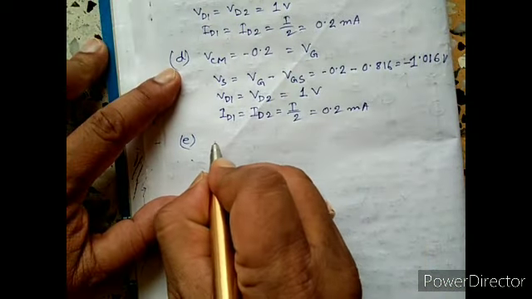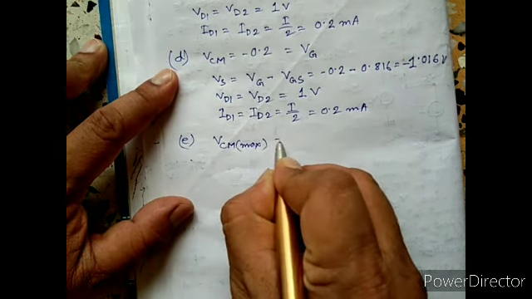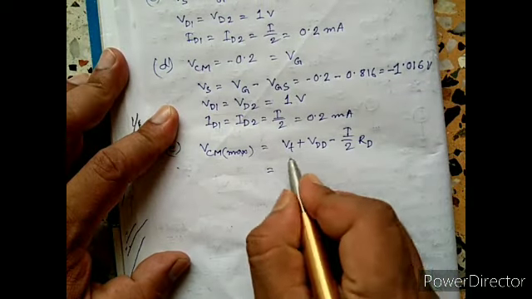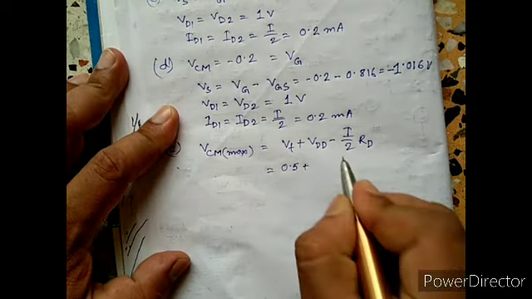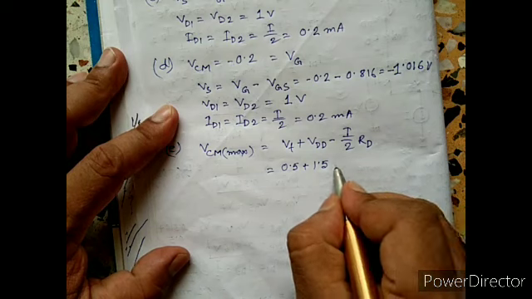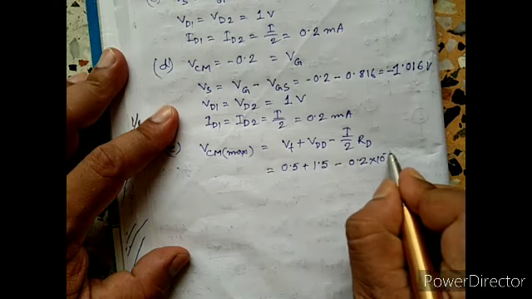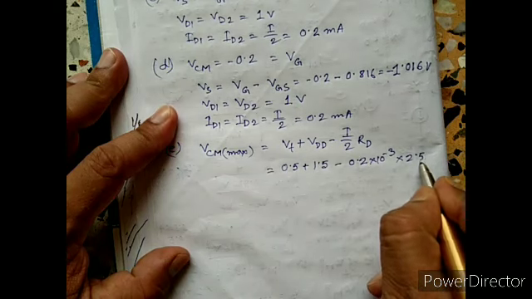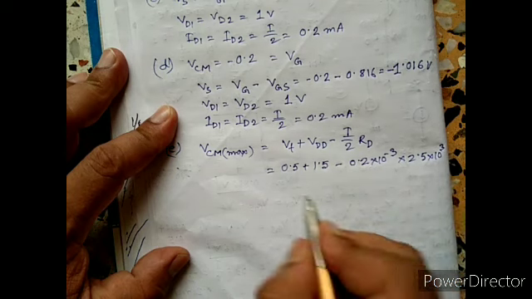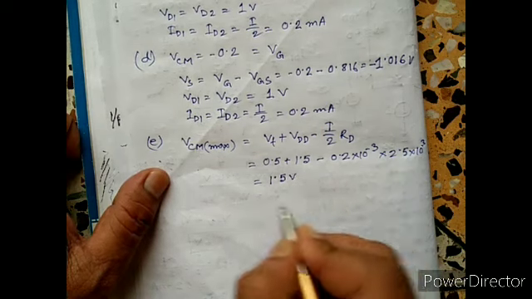So if we apply that formula, then we can find VCM max equals, this is the formula. Vt is 0.5 plus VDD is 1.5 volt, minus the current 0.2 milliampere into 2.5 into 10 to the power 3. From there, by calculation, we will get 1.5 volt.